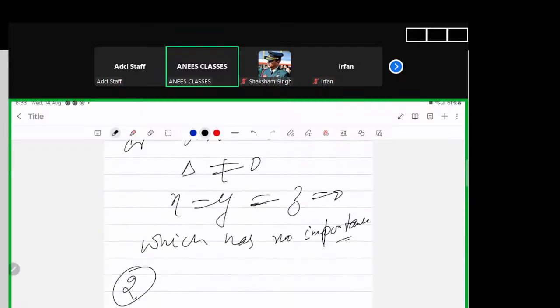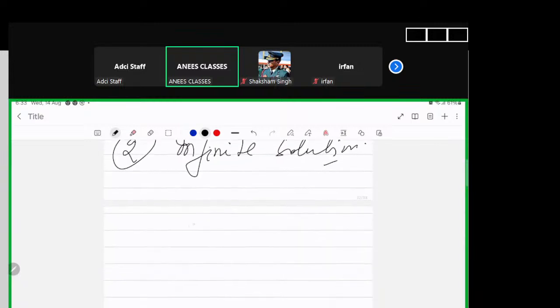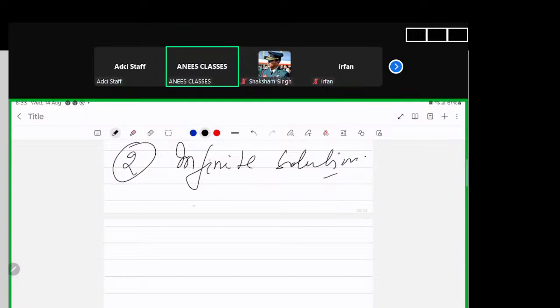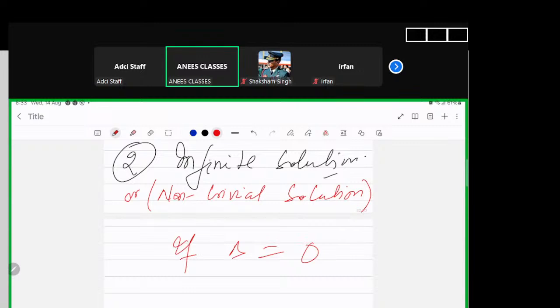Infinite solution. What is infinite solution? Non-trivial solution. Okay, non-trivial solution. That means which has importance. That means if delta equal to 0, which has importance. Understood, Saksham? Yes, sir.